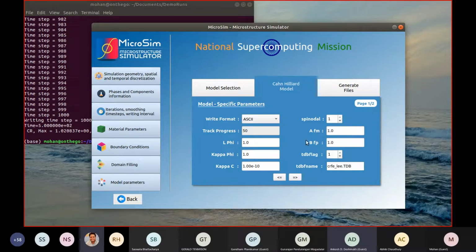So the forking of the solver to multiple levels can be done in the future, where you can choose whether you want to use a scaled composition or the dimensional one, or whether you want to use a TDB file, or user input Gibbs energy expressions, or any other form of expressions. So those things can be forked further down.